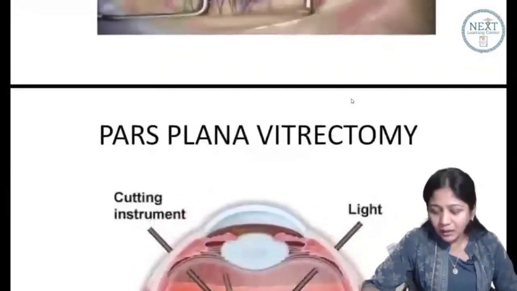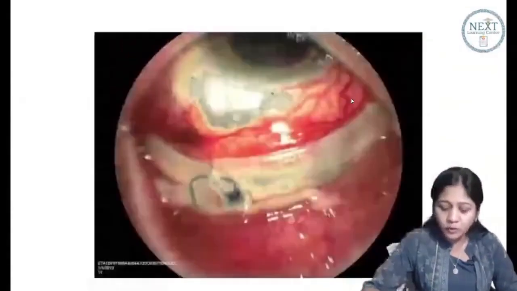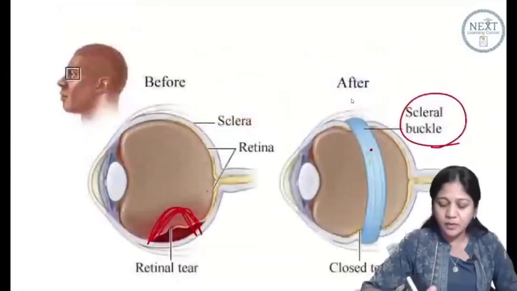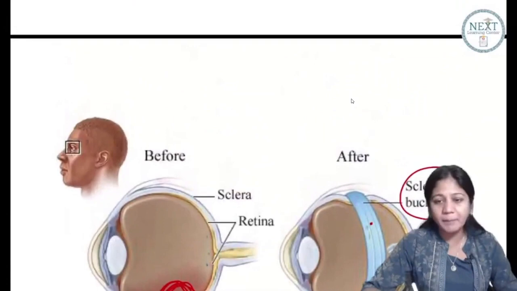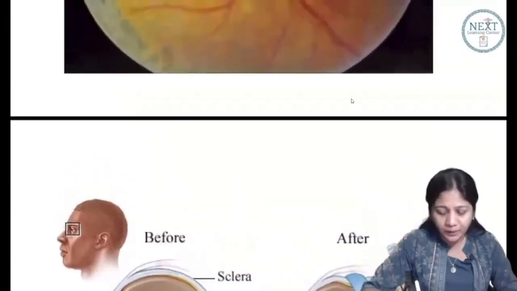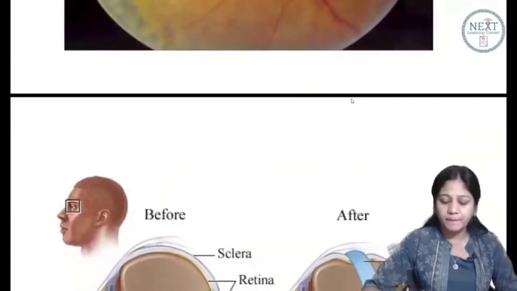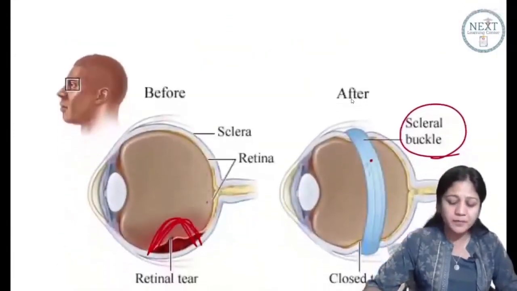See, for RRD there is no single treatment of choice. You can do either depending upon which type of RD this is. If you have a simple case, you can apply a buckle externally. If you have a complicated case, then you must do a PPV.